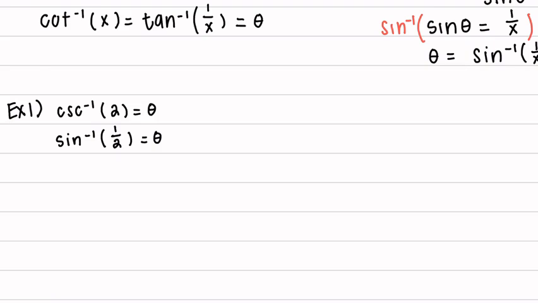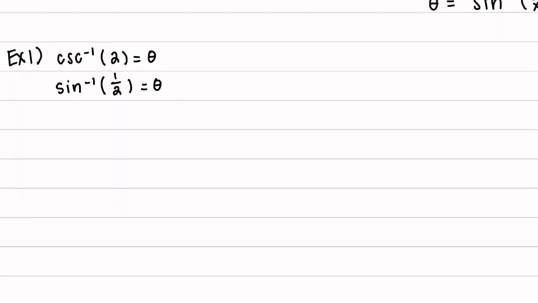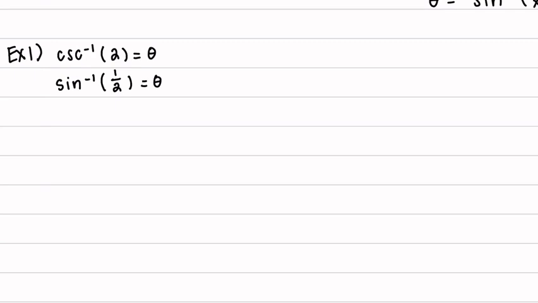Inverse sine of 1/2 equals theta means where is sine equal to 1/2? But I'm not going to write that statement down because we don't want to get confused. We don't want to think that we're really answering the question, where is sine equal to 1/2? Because sine is equal to 1/2 several places. I know that my solution can only be in the first and fourth quadrant. And so in this case, where is sine equal to 1/2? That would be pi over 6, which is the first quadrant. So theta equals pi over 6.